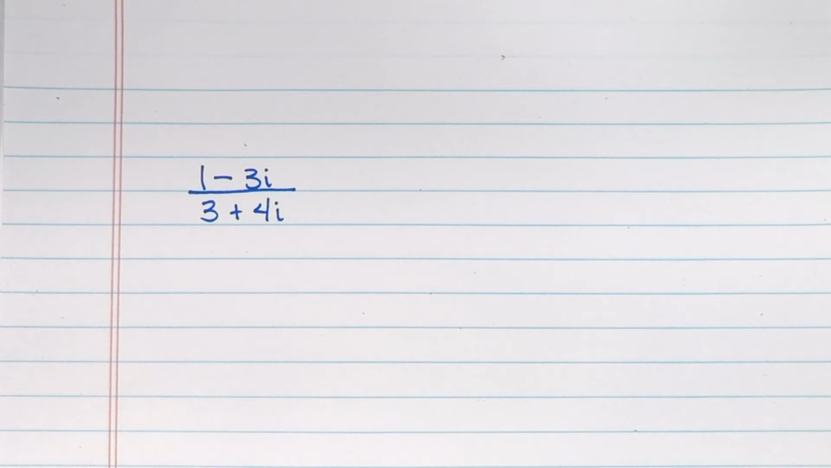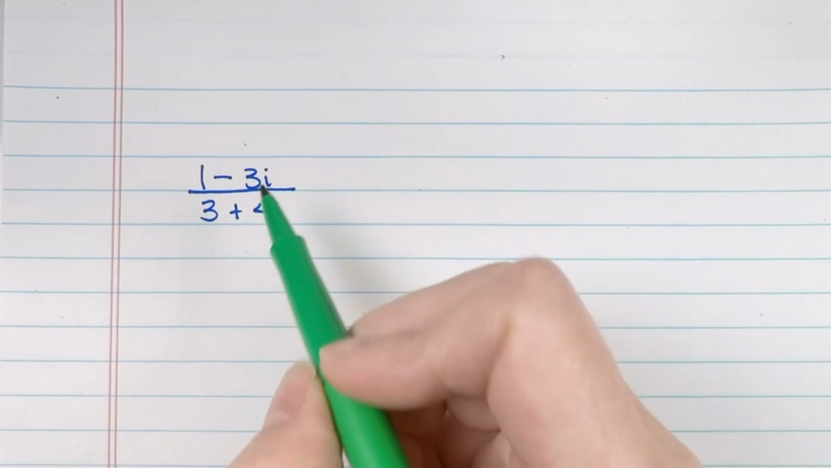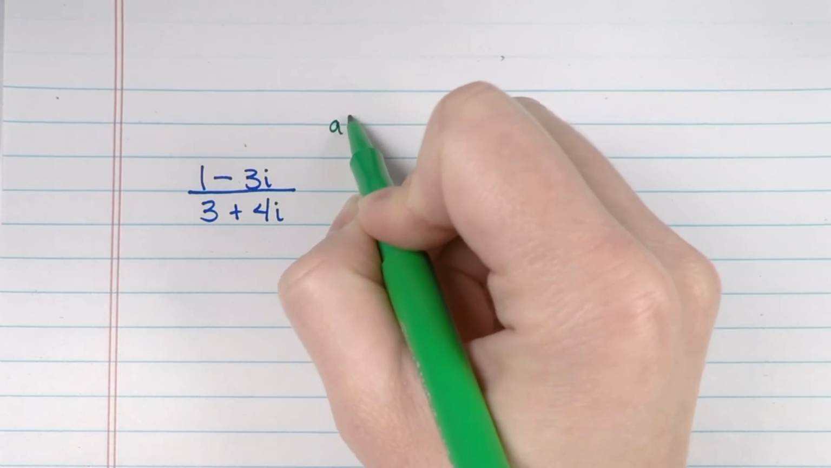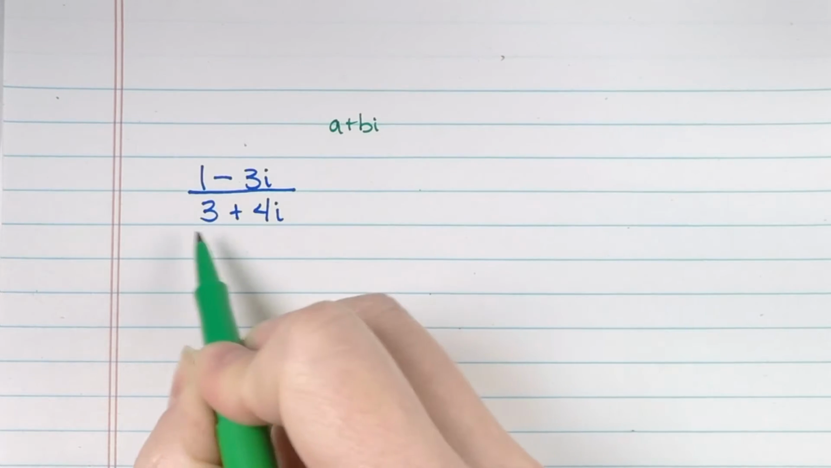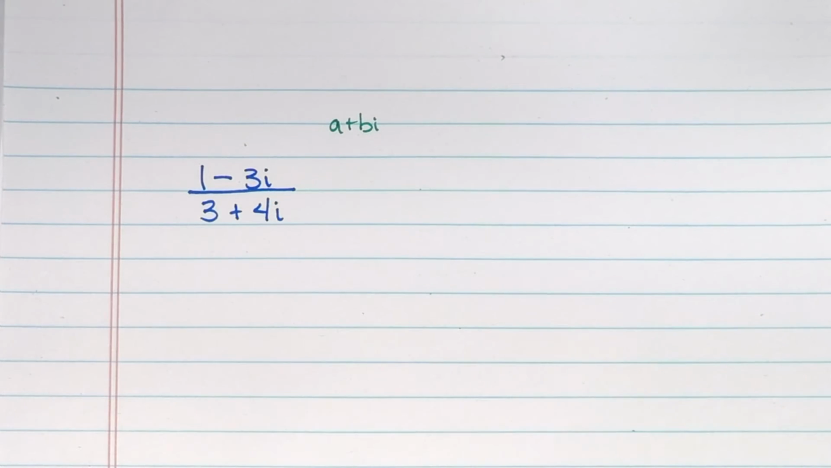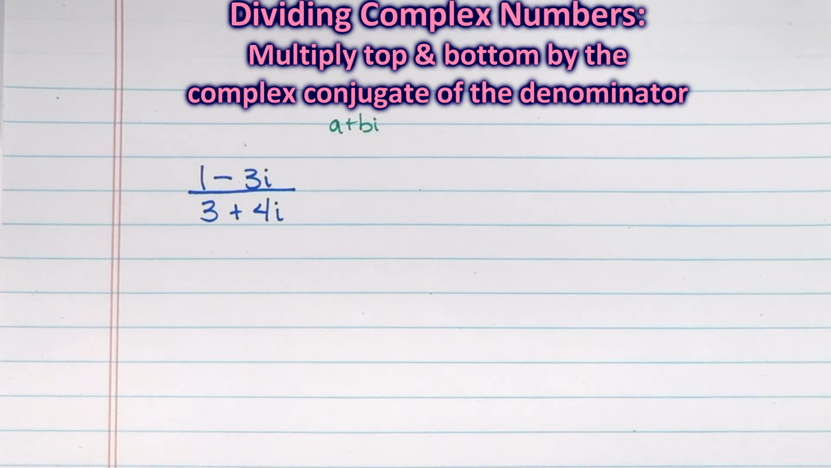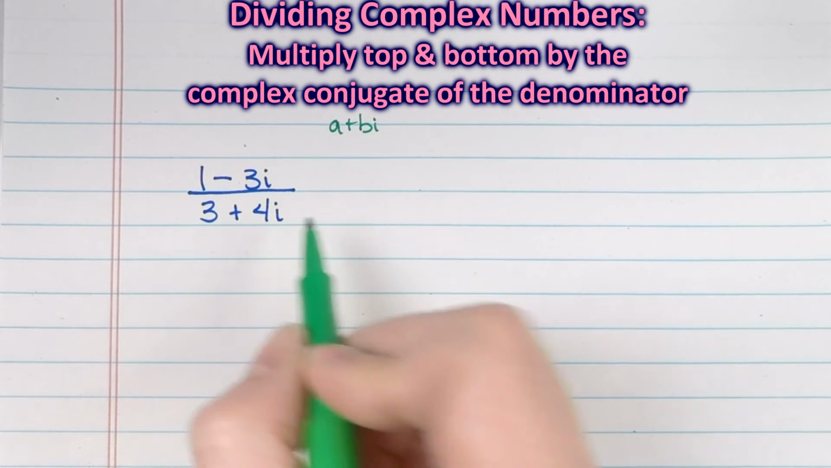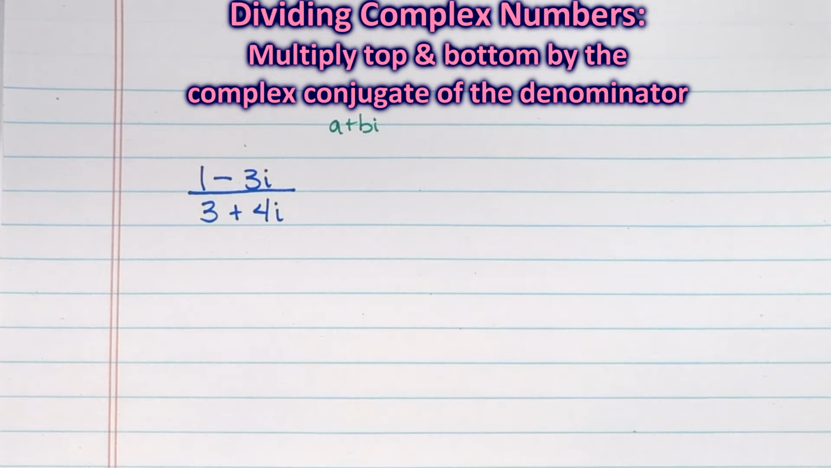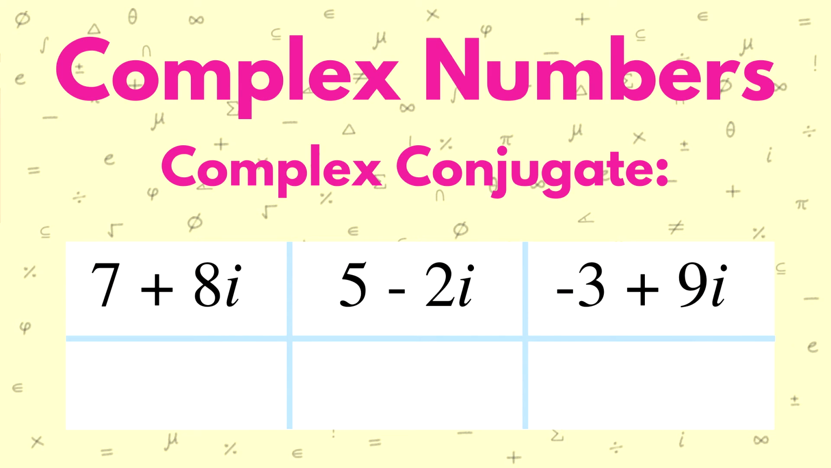Alright, now for the main event, dividing complex numbers. So I need to get this into the form a plus bi. So in order to do that, I'm going to have to get rid of this denominator in the fraction. So how we're going to do that is we're going to multiply top and bottom by the complex conjugate of this denominator. Now, what the heck is a complex conjugate? Here's some examples of some random complex numbers.